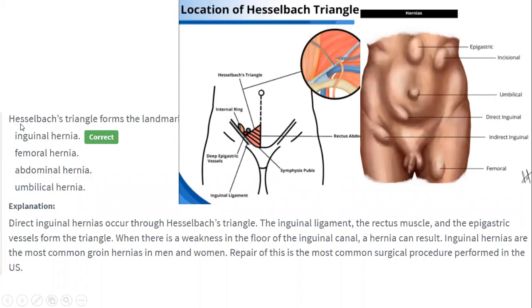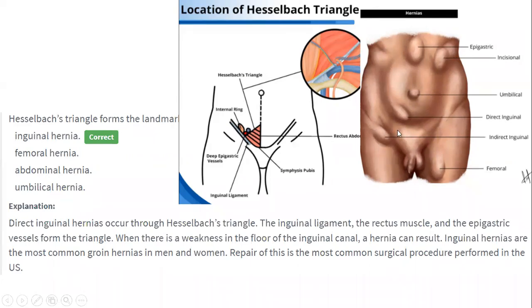So the question says Hesselbach's triangle forms the landmark. So we can see the picture, right? This area is bounded by the rectus abdominis muscle on one side and the inguinal ligament on this side, right? And this area we call Hesselbach's triangle. So direct hernia occurs in this area.